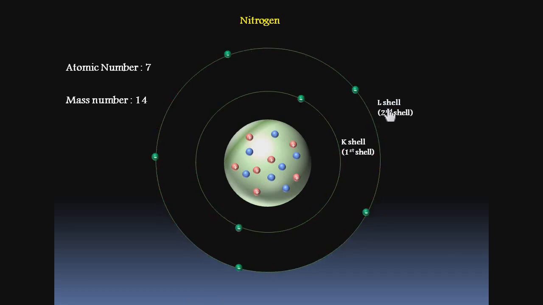Here the outermost shell is L shell, so the valence shell is L shell. The number of valence electrons is 5. 5 is greater than 4. Hence, the formula is valency is equal to 8 minus the number of valence electrons. Number of valence electrons is 5. Hence, valency is 8 minus 5. 8 minus 5 is 3. Hence, nitrogen has a valency of 3.